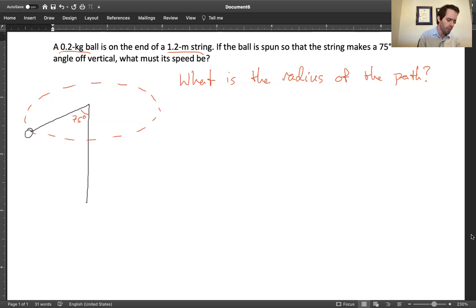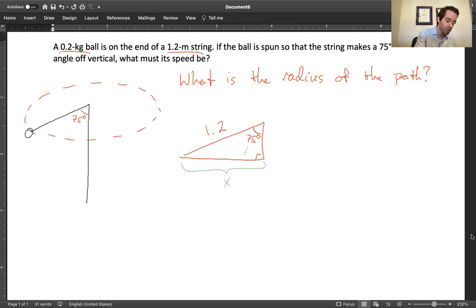Well, I'm going to look at the motion of the ball from the perspective of a right triangle. If this is a 75-degree angle, I know that this length is 1.2 meters because that's what this is along here. But the actual radius of the circle the ball is moving in for real will be this down here, not the one that goes diagonally, but just the one that goes horizontally. So I'm going to set up a trig relationship in order to solve for that. I'm going to call that x for now.